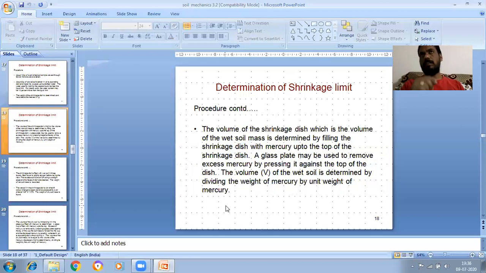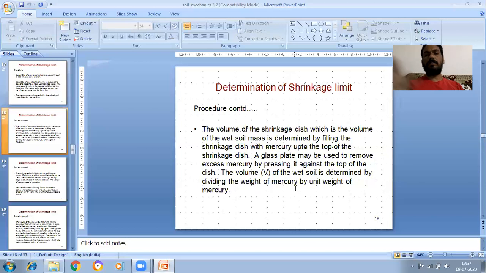So how do we find out the volume of the dish? By pouring mercury into it. The volume of the dish is determined by dividing the weight of the mercury we take into the dish by the unit weight of mercury. What is the formula for unit weight? Weight by volume. So weight divided by unit weight gives us the volume.